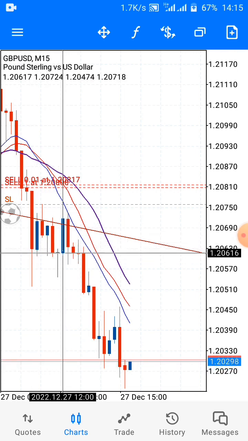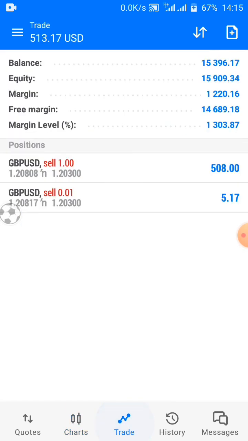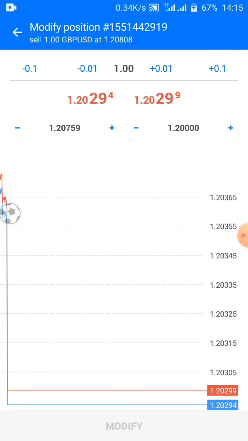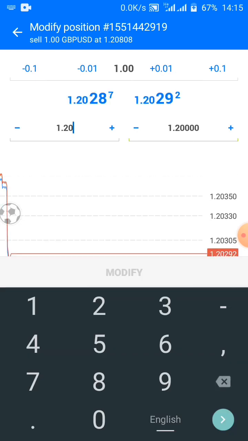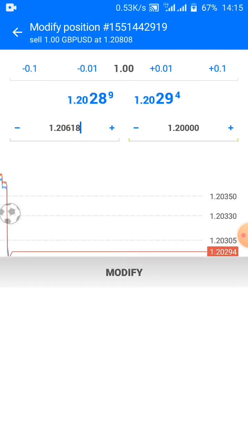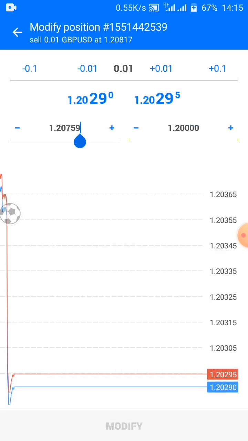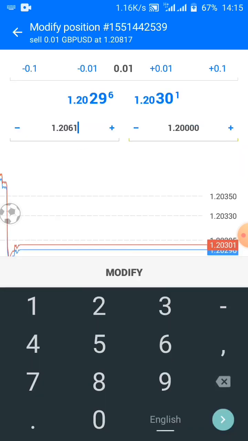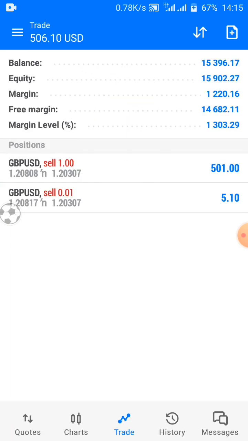So I'm going to just bring my stop loss to around this level here at 1.20618. Okay, so the stop loss 1.20618. Okay, and the same thing here, 1.20618. So this is how you manage your account, right? You don't just place a lot of trades because it's going your direction.